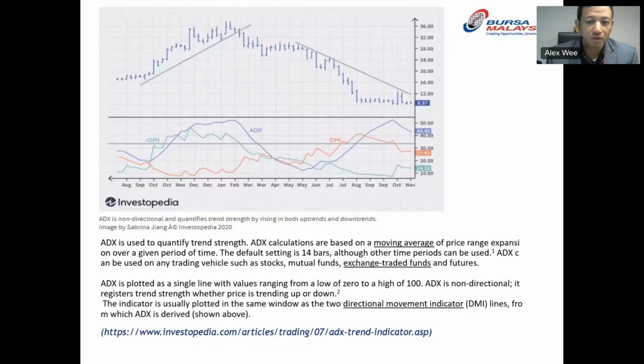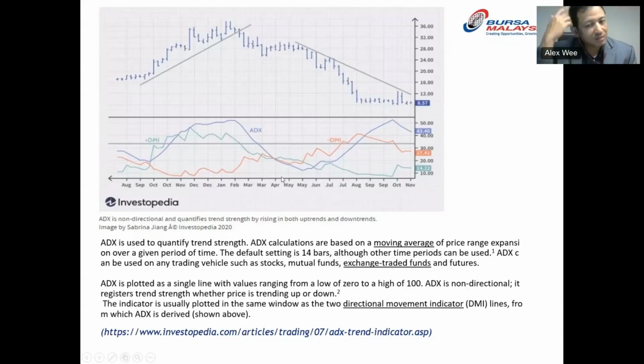Normally it's plotted in the same window as the directional movement indicator, DMI. DMI plus and DMI minus. The crossover tells you the change of trend. When DMI plus crosses over DMI minus, it tells you it's an uptrend. And when DMI minus crosses over DMI plus, crossing down, it means it's a downtrend. It's pretty similar to some other oscillators, but it's accompanied by ADX, where if it crosses 30, it is an exhibition of a very strong trend. And when the trend strength dies down, it will go below 30.